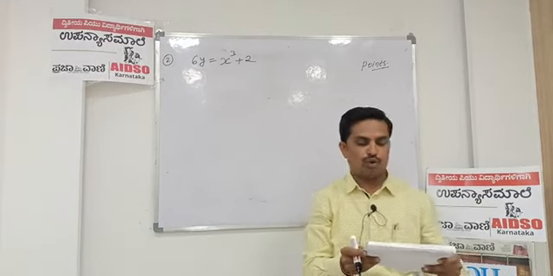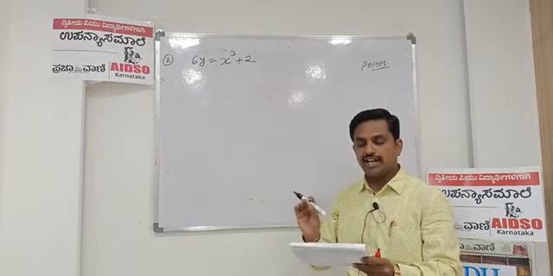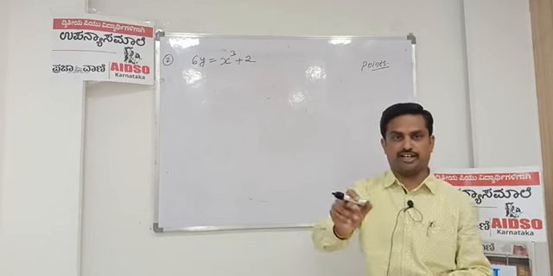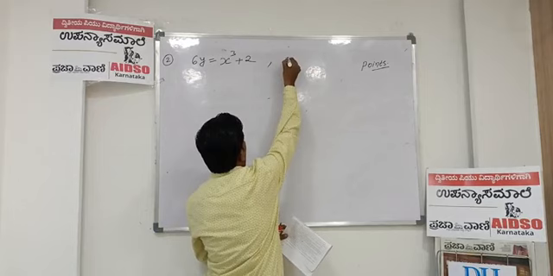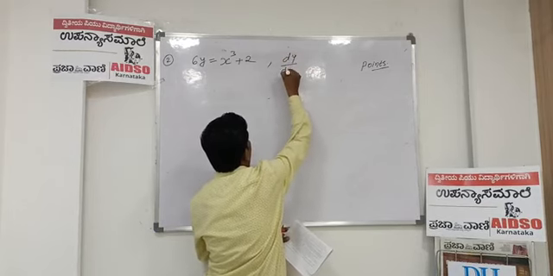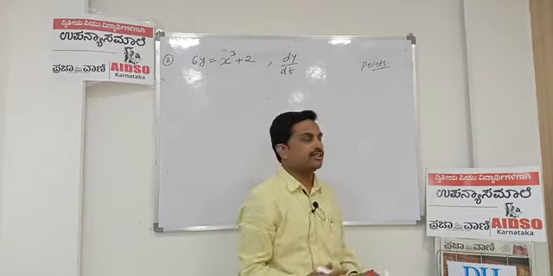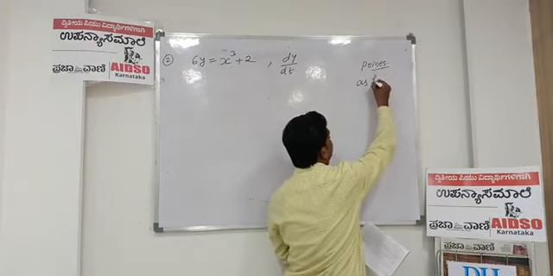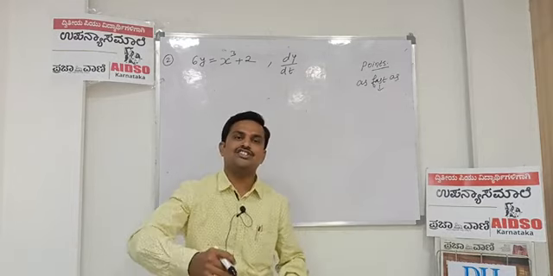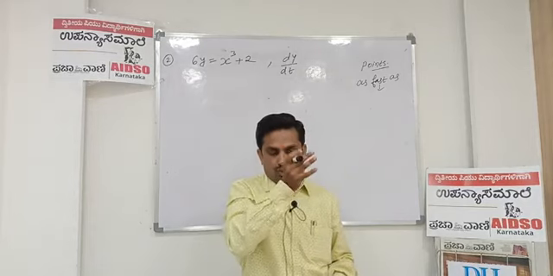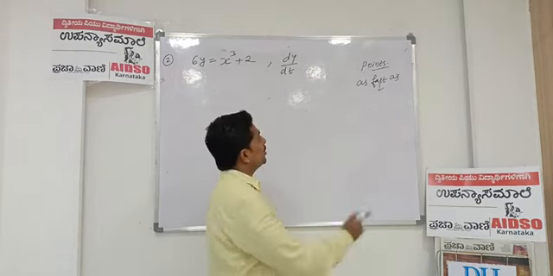So find the points on the curve at which the y coordinate is changing 8 times as fast as the x coordinate. It means what? The y coordinate, what will you take? It is dy by dt. Why have I taken dy by dt? Because "as fast as" means we can find the changes. So fast indicates there is a change in the quantity, and change in the quantity means at the rate, and at the rate means dy by dt, and that is what we have taken.